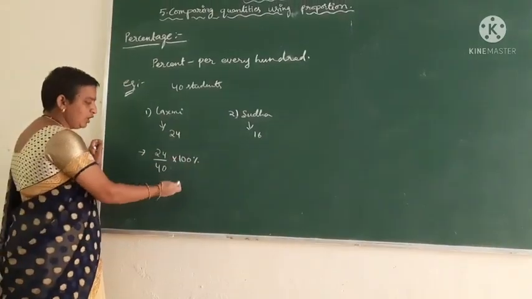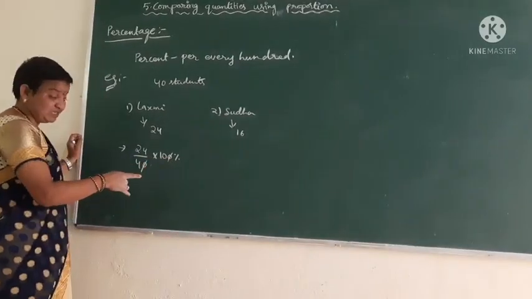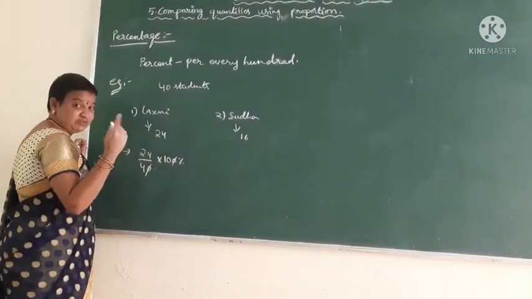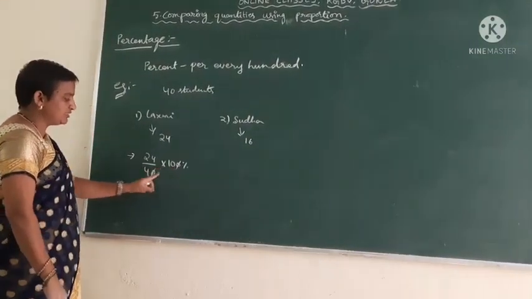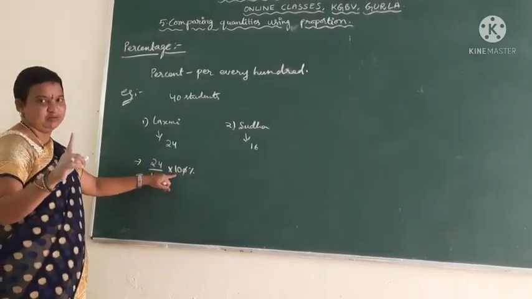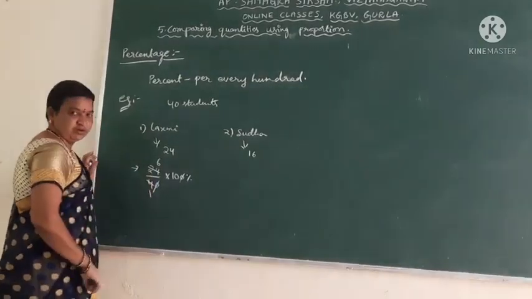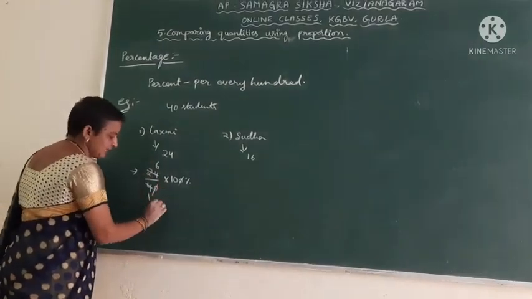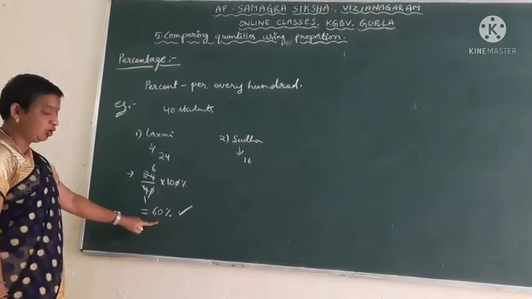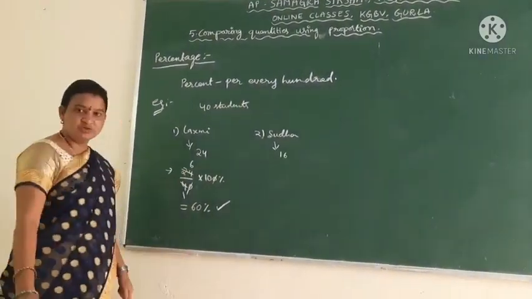Now you have to simplify this. Cancel the zeros, that means dividing by ten. Okay children, in the previous class I told you, if we cancel zeros, we cancel these two numbers with 10. Next, 4 sixes are 24, so it is 6 tens, which is 60%. So Lakshmi got 60% of votes.